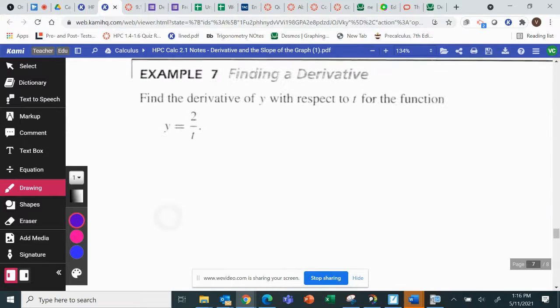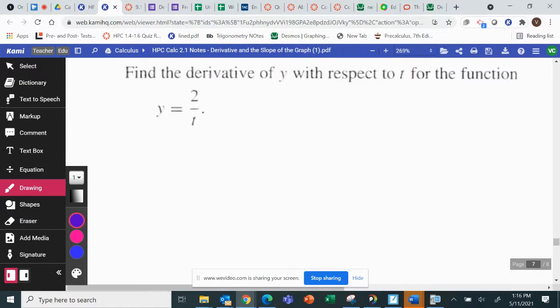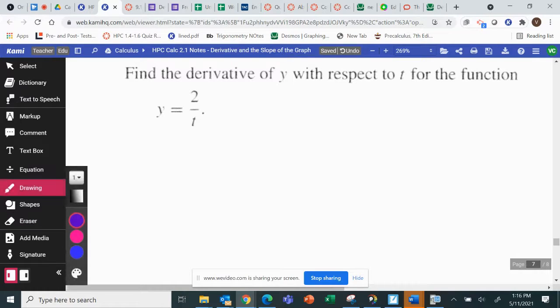So we're going to do another example. Find the derivative of y with respect to t for the function. Use the same formula. We're going to do f prime of x. Actually, maybe I shouldn't do f prime of x. Hold on a second. This one doesn't have any x's, and it doesn't really have an f of anything either. So I'm going to call this y prime.